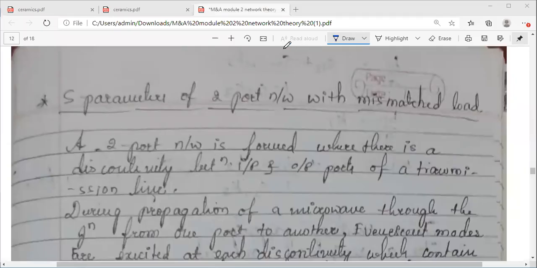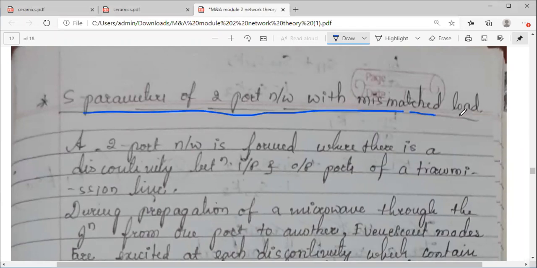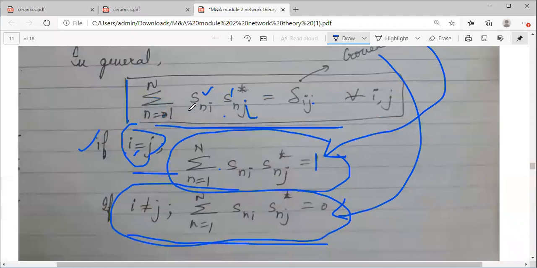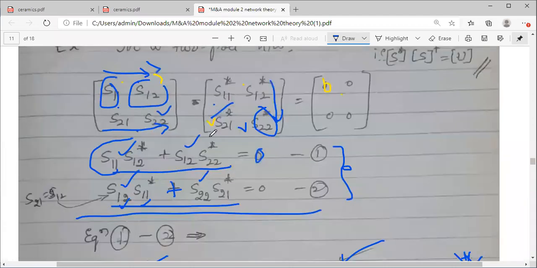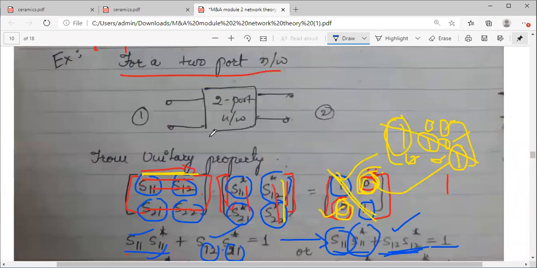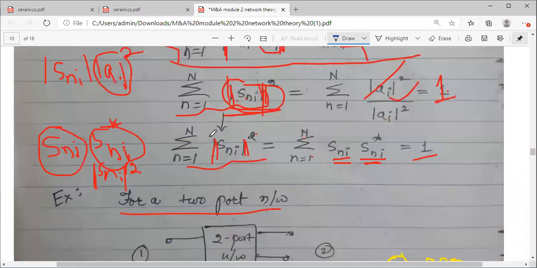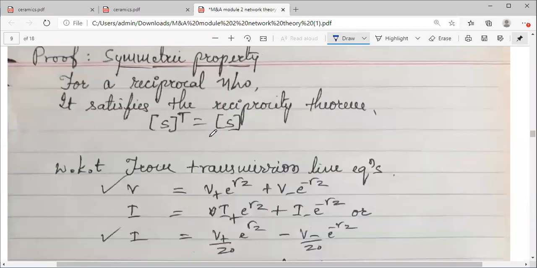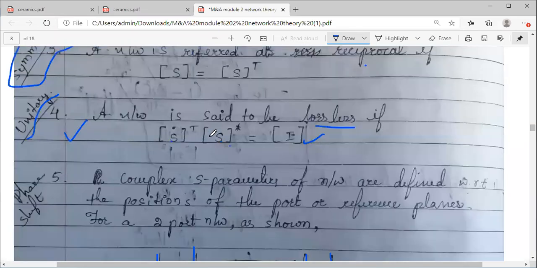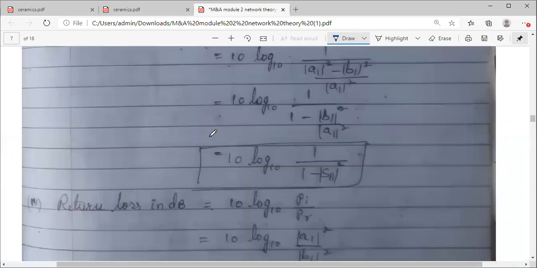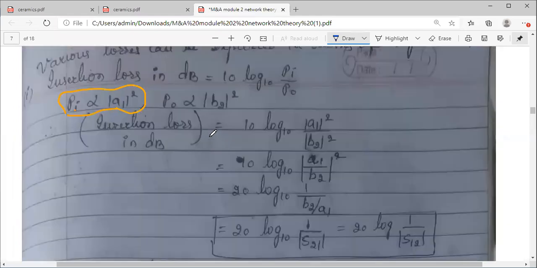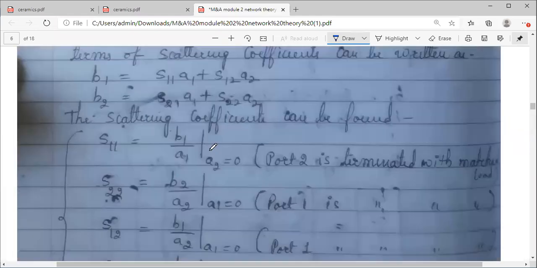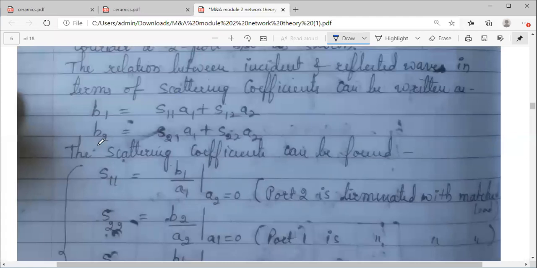We have started this already, the concept of S parameters of a two-port network with a mismatched load. When we generally write the equations for the S matrix, let me just show you so that it will be easy for you to analyze what I'm talking about. I'm talking about these two equations, a pair of equations.